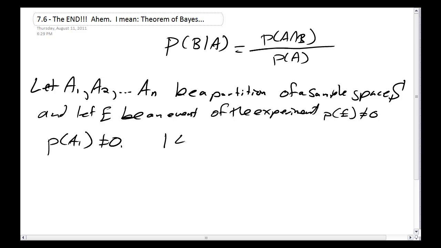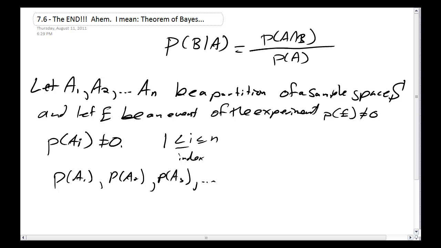And this is the probability of Ai, where 1 is less than or equal to i, which is less than or equal to N. i is what we call an index. i is just a way to count. Instead of writing probability of A1, probability of A2, probability of A3, all the way up to probability of AN, all of them not being 0, I can just write it like this using this index. It's just a more grown-up way of writing something out quickly.